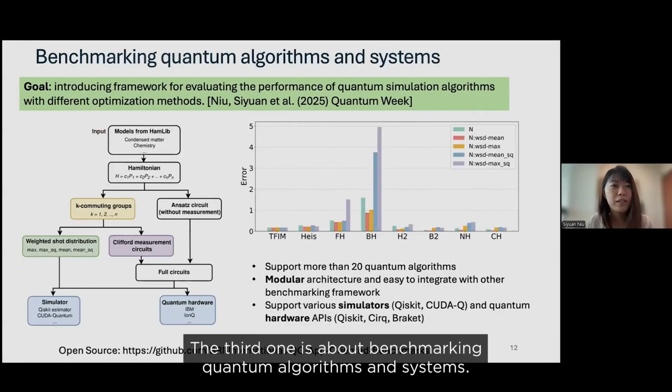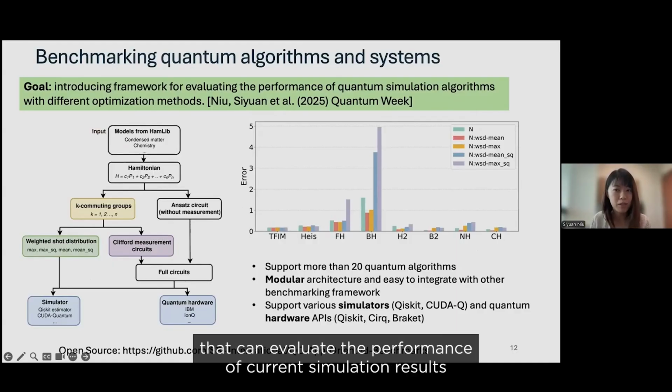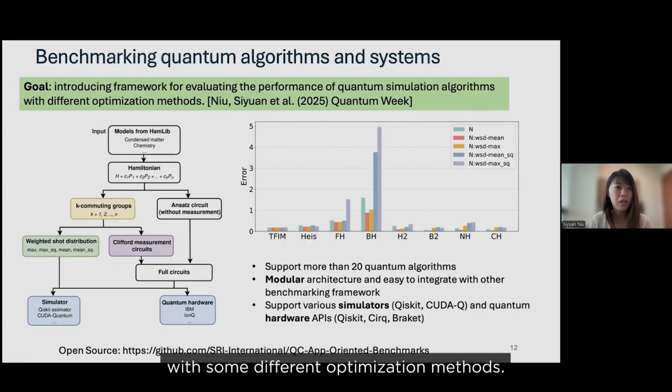The third one is about benchmarking quantum algorithms and systems. In this project, we introduce a framework that can evaluate the performance of quantum simulation results with different optimization methods.